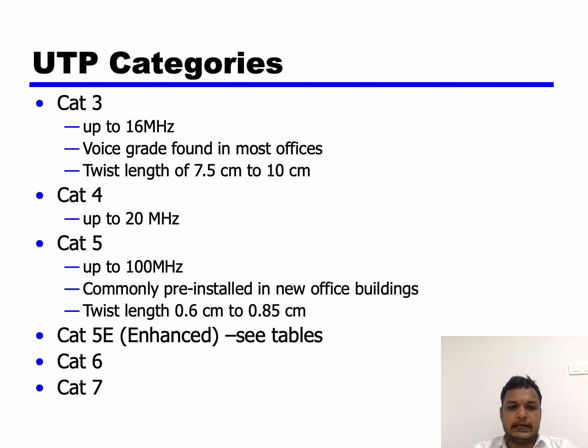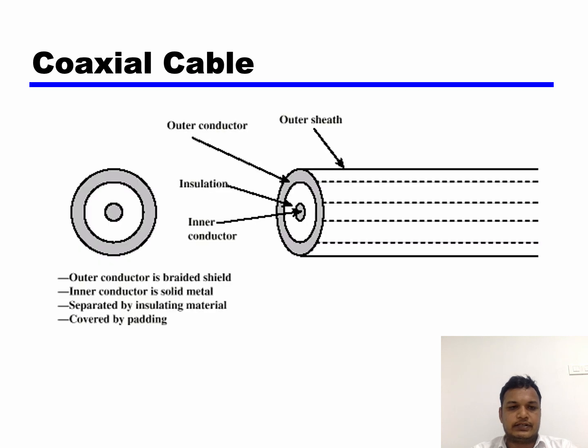So UTP, unshielded twisted pair, categories are category 3, category 4, category 5, category 6 and category 7. Each and every category has its own features. Category 3 can transmit a maximum of 16 megahertz and is found in most offices. The twisted pair cable length is 7.5 centimeter to 10 centimeter. As far as category 4 is concerned, it can transmit 20 megahertz of data, and category 5 is up to 100 megahertz, and 6 and 7 have additional features.